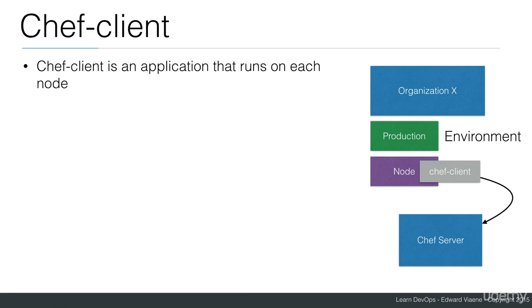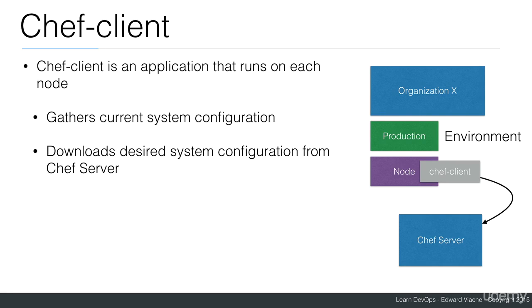Chef Client, in gray on the right, is an application that runs on each node, and the node is shown in purple. This is something that Ansible doesn't have. Chef Client gathers the current system configuration. It downloads the desired system configuration from the Chef server periodically, by default every 30 minutes.